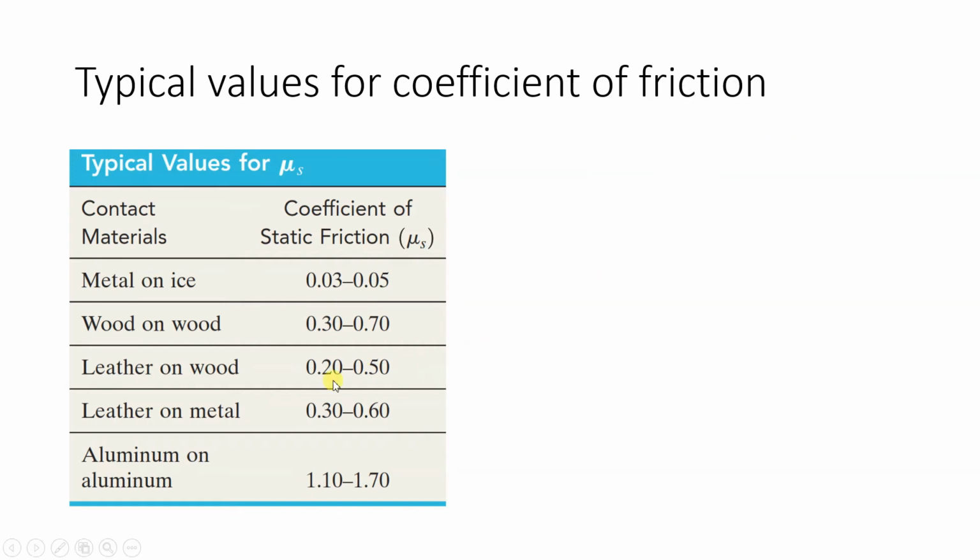Now if you see the last one, aluminium on aluminium, just observe the range of this coefficient of friction. It is greater than 1. Usually the coefficient of friction value is from 0 to 1, but for aluminium to aluminium this value is from 1.1 to 1.7. There are a few other substances also where, if you consider the friction between the two surfaces, the value of coefficient of friction is greater than 1. Now what are those values? You have to go through the internet and write it down.